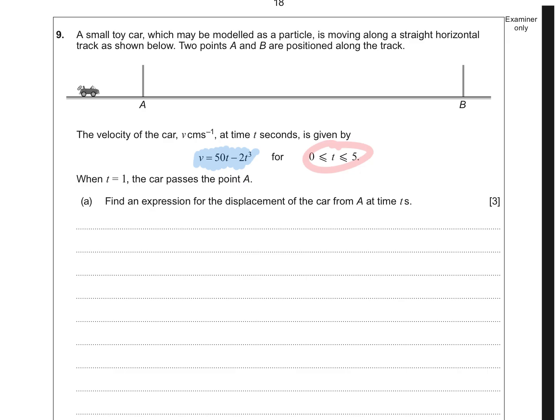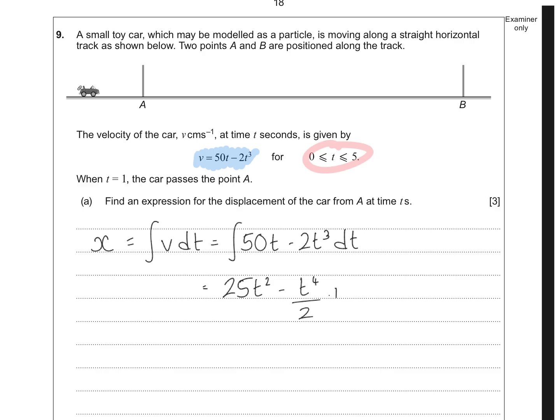Find the expression for the displacement of the car from A at time t seconds. Okay, so we're going to start off by integrating. It's up to you what notation you use for position or displacement. I'm just going to use x, and we get that by integrating v with respect to t, which in this case is the integral of 50t minus t cubed with respect to t. So that's going to be 25t squared minus t to the 4 over 2 plus some kind of constant of integration, and I'm going to call that C1, just in case I need to do some integrating later. I can use C2.